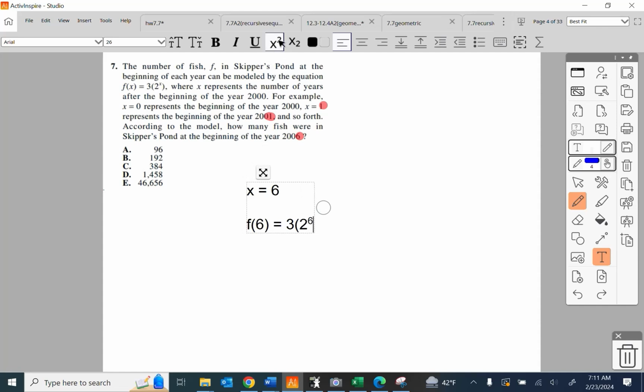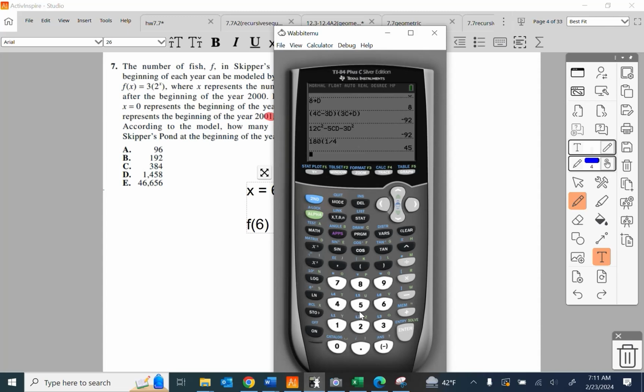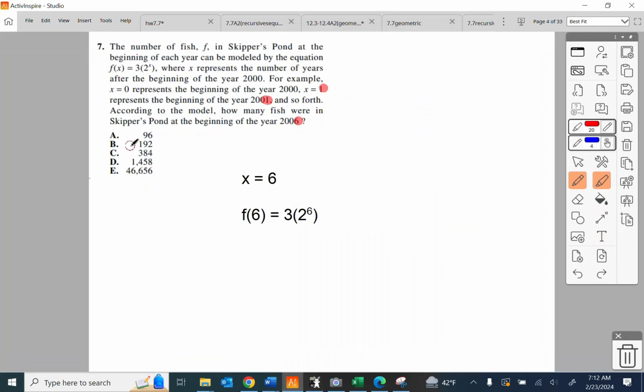We have exponential growth in Skipper's Pond. It would actually be a logistic model, but whatever. For a while, it does grow exponentially. And I'm just going to type in 3 times 2 to the 6, pretending I don't know what 2 to the 6 is. 192 fish. B.